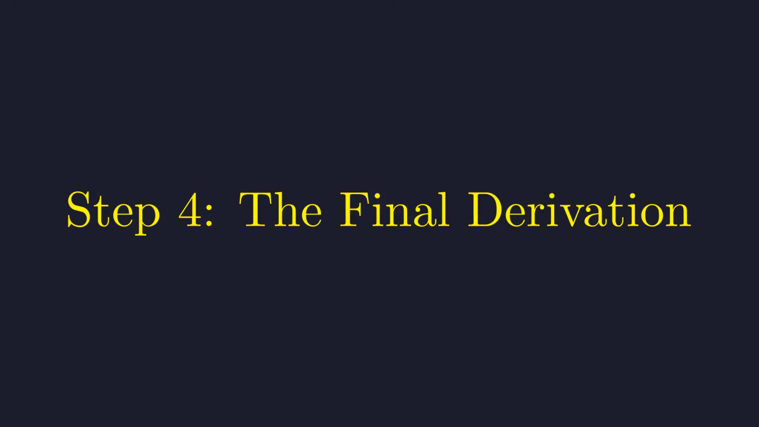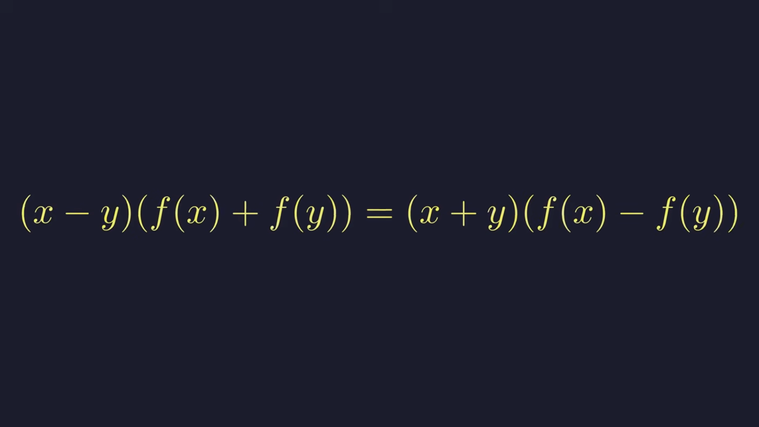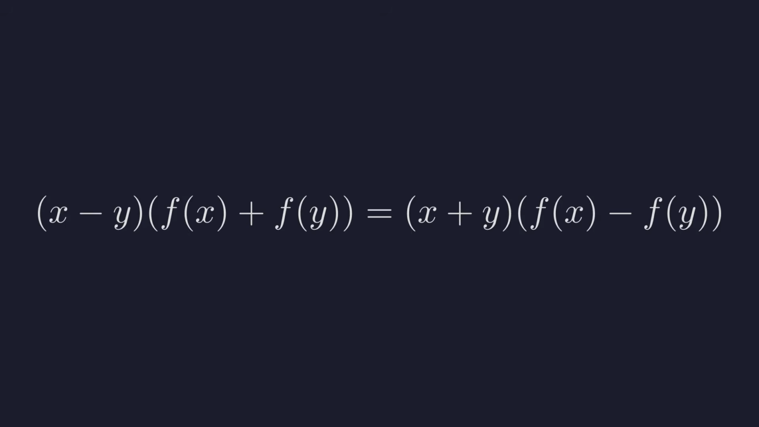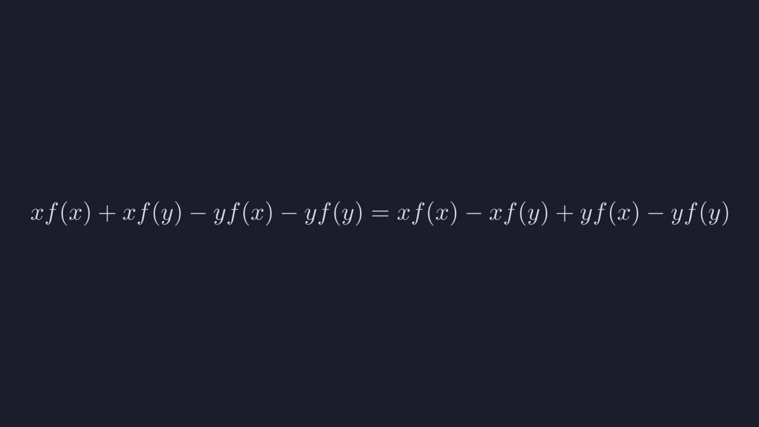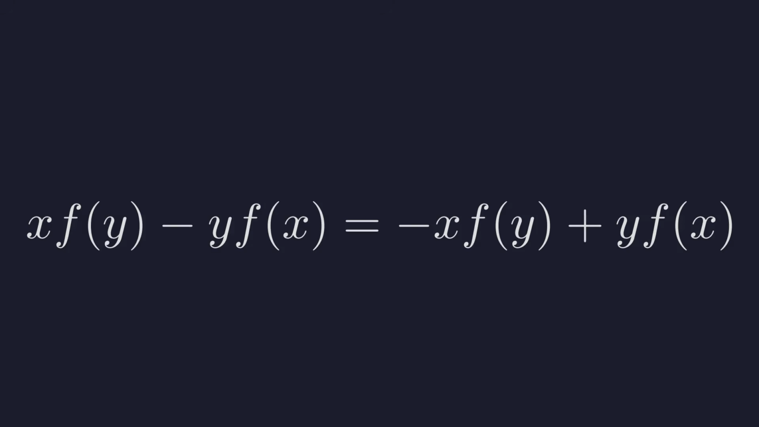We now have two distinct expressions for the exact same quantity. The only way this is possible is if the expressions themselves are equal. By equating the right-hand sides of our original equation and our newly derived one, we establish this equality. To find the relationship between f of x and f of y, we must expand both sides. Using the distributive property on both sides gives us this expanded equation. Let's simplify. We can subtract x times f of x from both sides. The equation simplifies slightly. Next, we can add y times f of y to both sides. This leads to a much cleaner relation.